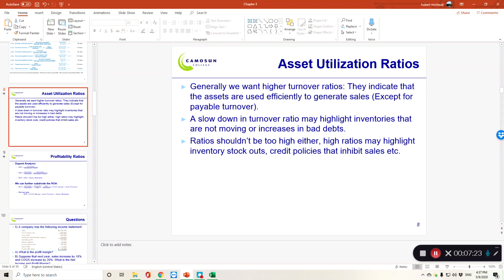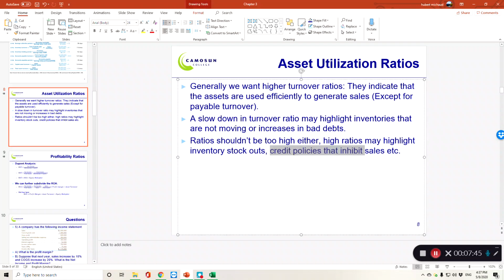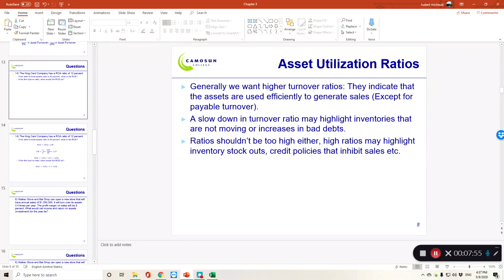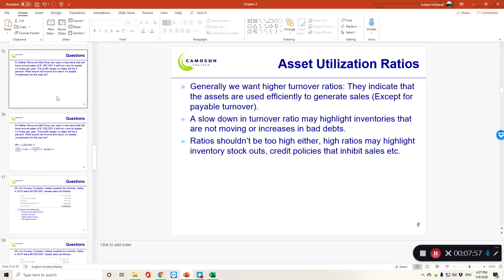We generally want a higher turnover ratio except for the payable turnover, right? I don't know if I talked about that one, but a slowdown in turnover ratio usually highlights some problem. We have a hard time moving our inventory, or there's an increase in bad debt. I did explain that the ratio shouldn't be too high either. Even if we want the ratio to be high, it's possible that our credit policy is bad, or that we often have stockouts, and those are signs that we're not able to sell as much as we should. So we don't want a super high asset utilization ratio either.